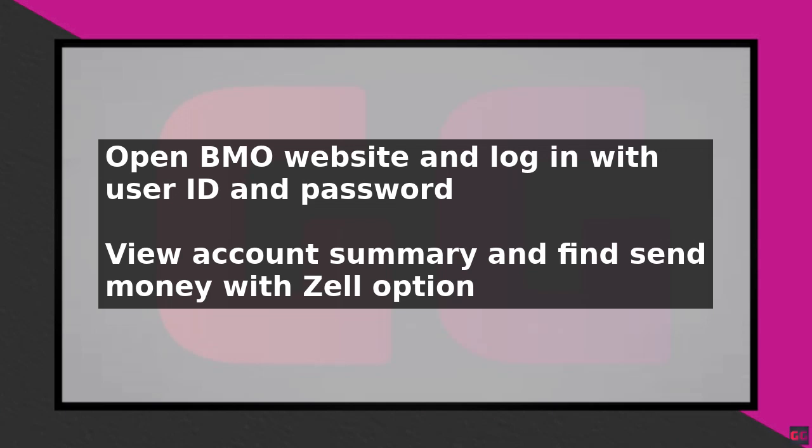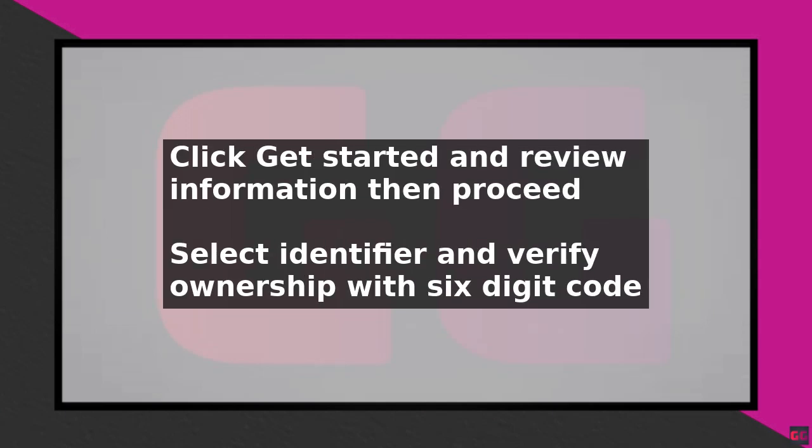Click the blue Get Started button. You will then be prompted to review some information and click Get Started again. Next, you will be asked to select how you want to be identified on Zelle. So choose your identifier and click Continue.